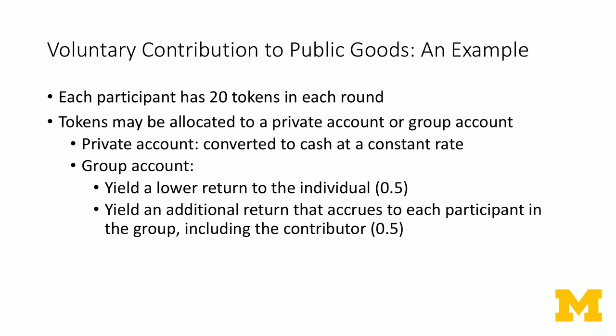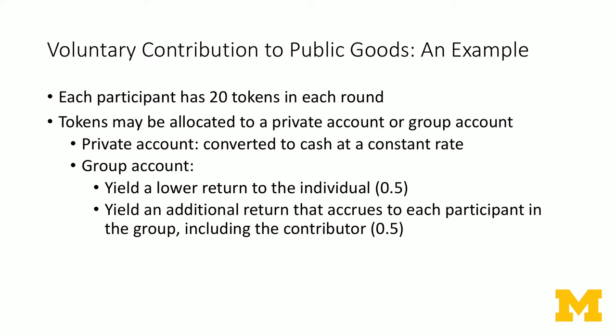So what we see in this example is that each participant had 20 tokens to start with, and they can either keep it in their private account or contribute some to the group account. The private account is converted to cash at a constant rate, whereas the group account yields a lower return to the individual. In our experiment, it's 0.5, which means your private return from your donation is half of what you put in. But each additional dollar contributed by others also gives you this additional return of 0.5. So in the numerical example that we did before, other people contributed $18, and you derived $9 of benefit from that donation as well.